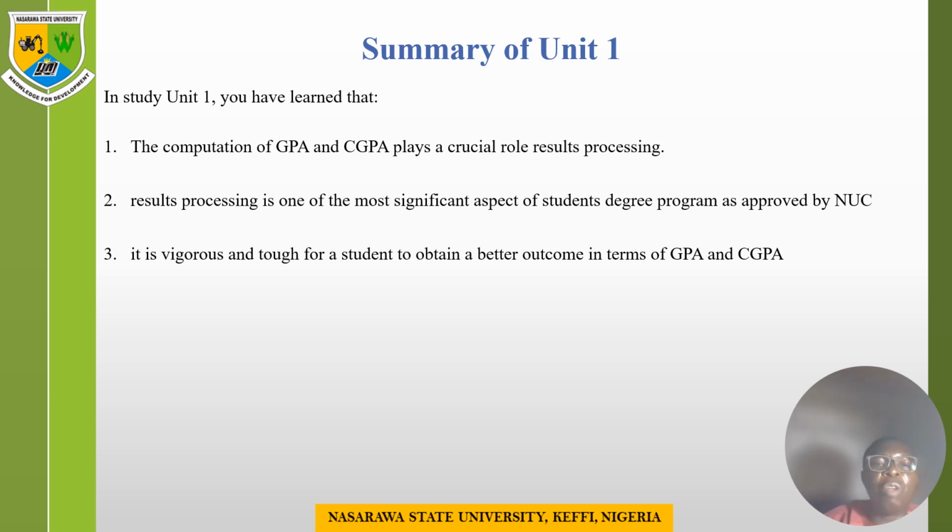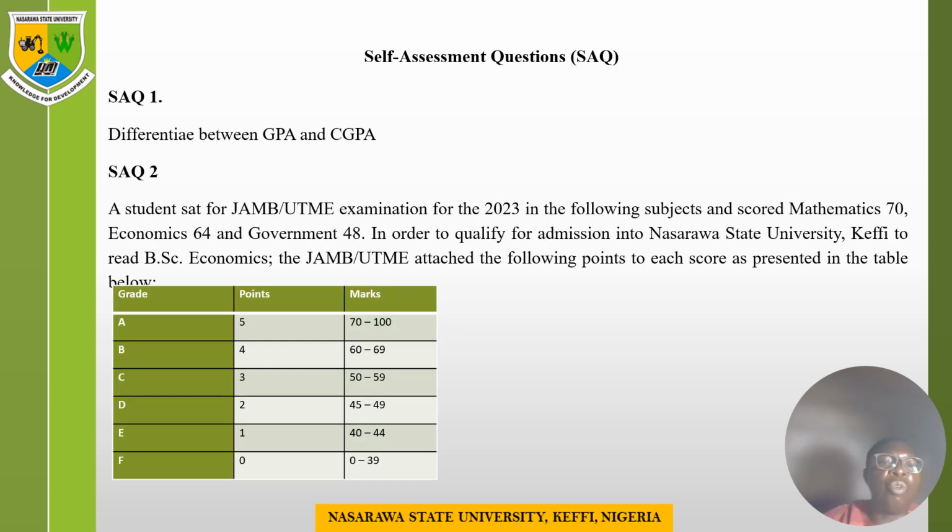Result processing is one of the most significant aspects of a student's degree program as approved by NUC. It is rigorous and tough for a student to obtain a better outcome in terms of GPA and CGPA. So you have this assignment to do. The question is: differentiate between GPA and CGPA. You can see assignment number 2. You do them and submit.